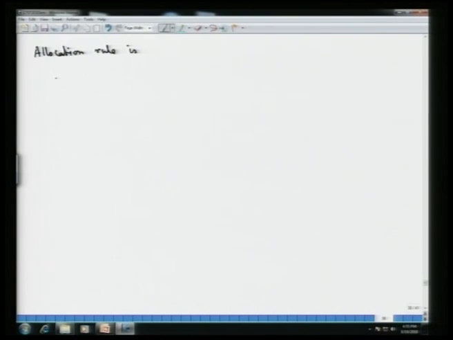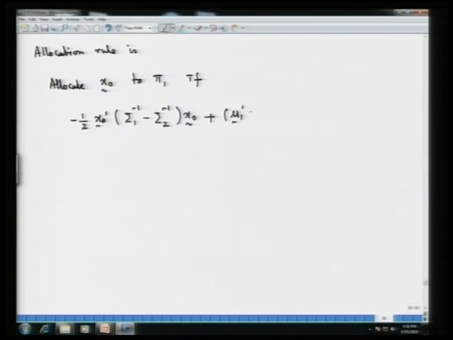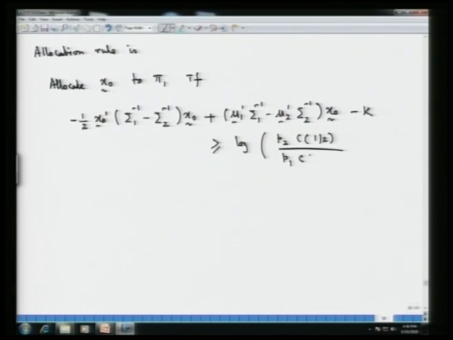Suppose x naught is a new observation. The allocation rule is: allocate x naught to pi 1 if the corresponding quantity, that is minus half x naught prime sigma 1 inverse minus sigma 2 inverse times x naught, this is the quadratic term, plus mu 1 transpose sigma 1 inverse minus mu 2 transpose sigma 2 inverse, this times x naught vector, minus that constant k, is greater than or equal to the term with the prior probabilities and costs of misclassification, C1 given 2 divided by P1 into C2 given 1, and to pi 2 otherwise.